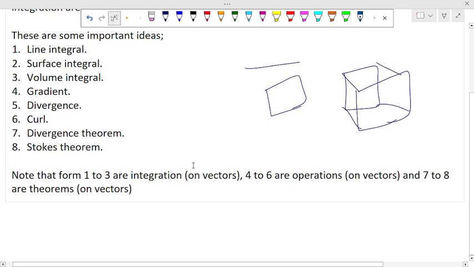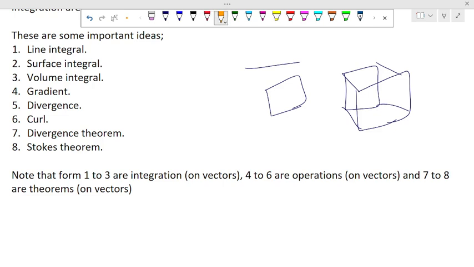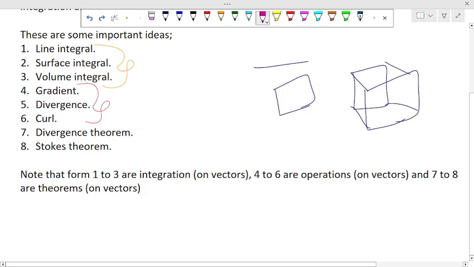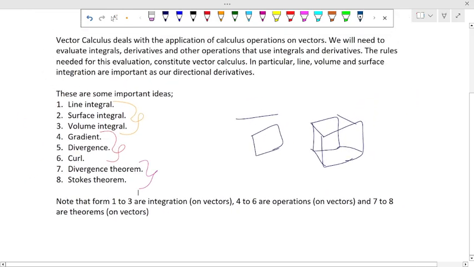Then from 4 to 6, they are all operations. 4 to 6 are operations on vectors. Then 7 and 8 are theorems. So this is how we can just think of it. These are the integrations, these are the operations, and these are the theorems. So this is just a simple introduction to vector calculus.